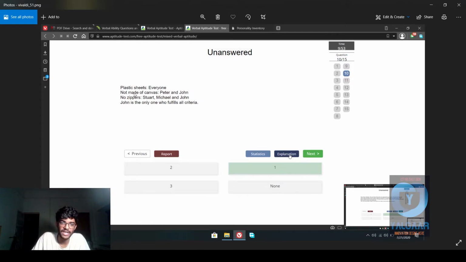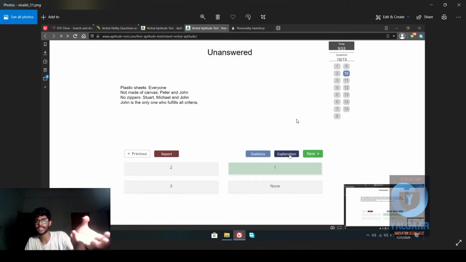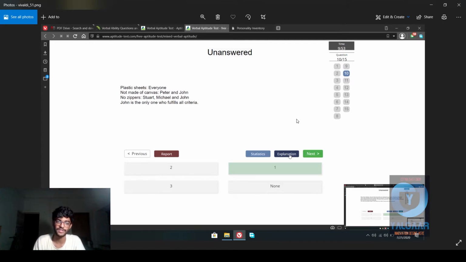Plastic sheets everybody has. Not made of canvas, only Peter and John. No zippers, Stuart, Michael, and John. John is the only one who fulfills all of the criteria. So only one person. That is their logic, and that is something you can actually do. It's very easy to categorize based on particular common traits.